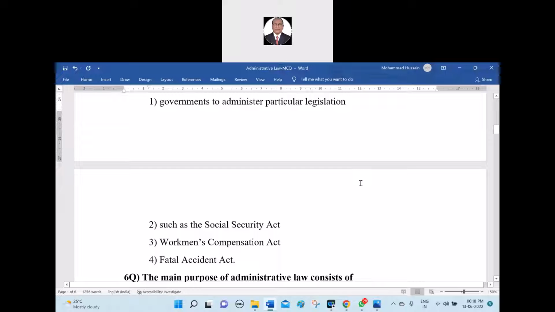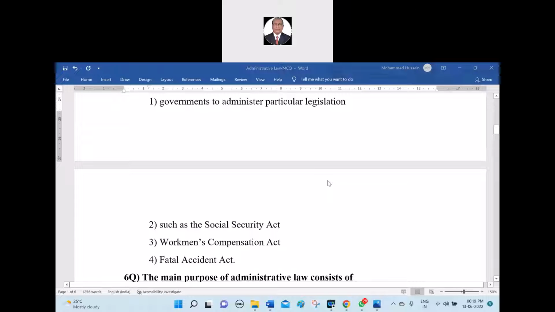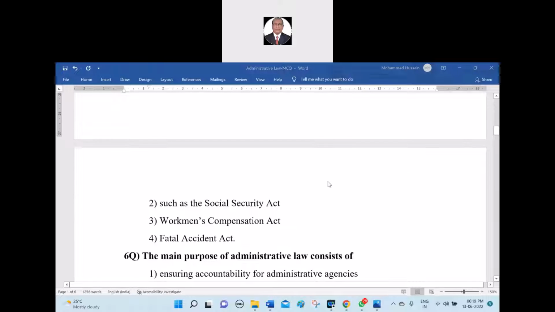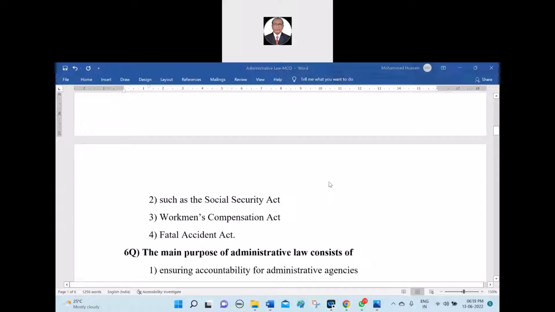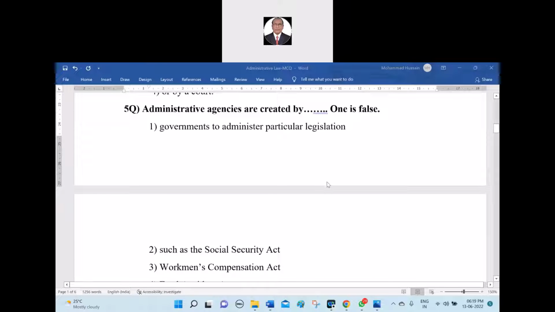I think the first one is not correct. No, first one is correct answer. Okay, I'm not very sure, sir. First one is the correct answer. By a government to administer a particular legislation, such as the Social Security Act, second, third, Workman Compensation Act, fourth, Fatal Accident Act. One is not related to it.